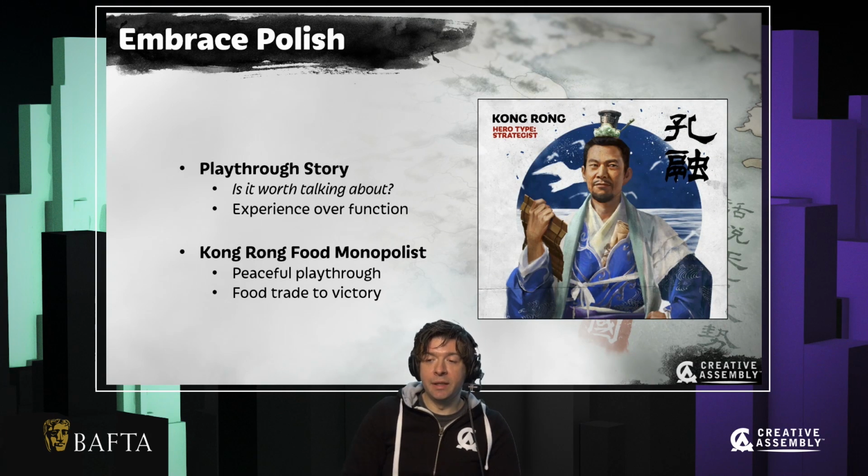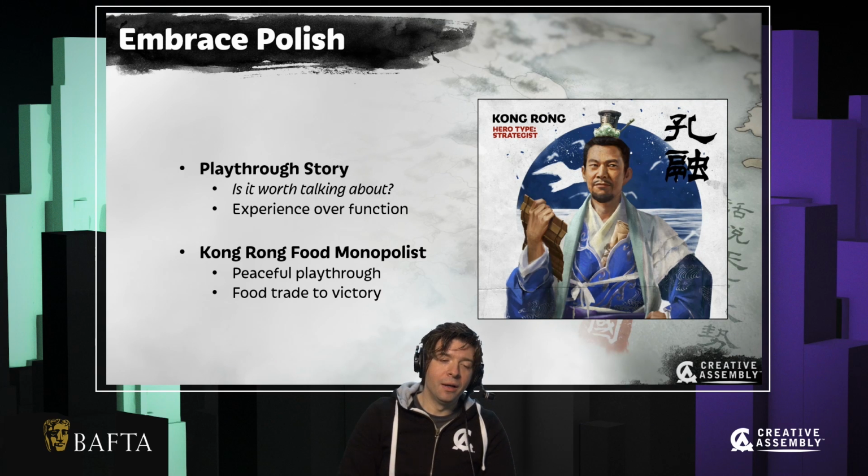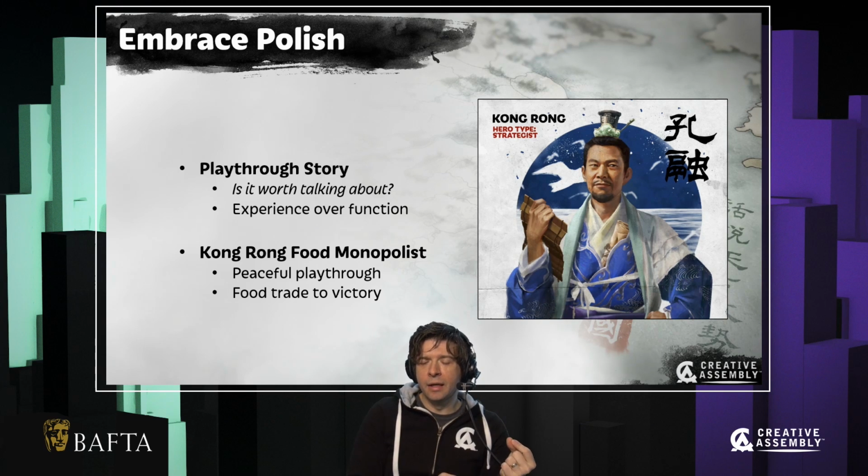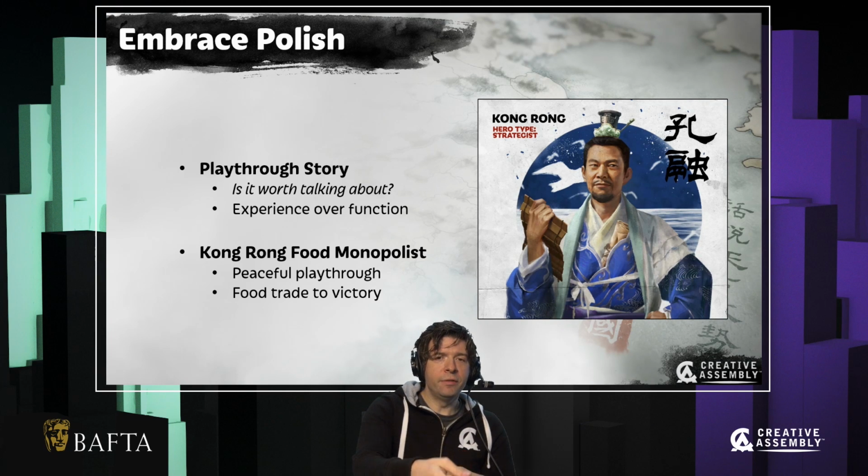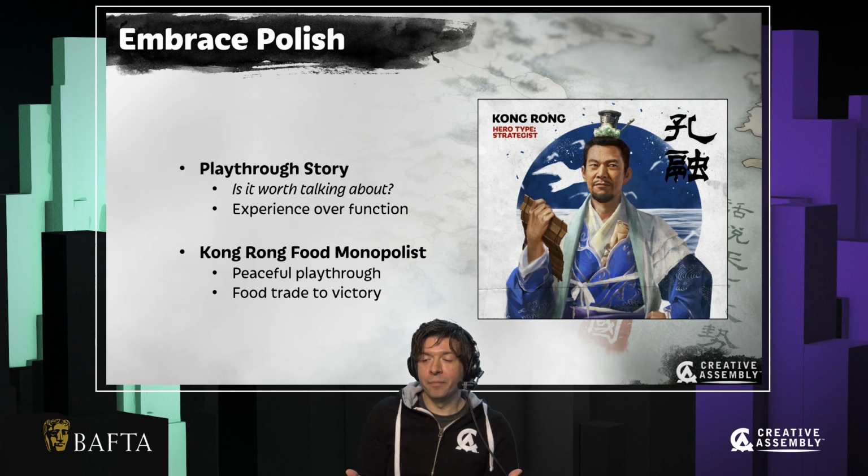A good example for this is the infamous Kong Rong Food Monopolist playthrough by one of our QA engineers who played as Kong Rong, and he tried to be a pacifist. Like, don't use military, or use it as little as possible. Instead, he focused on food trade, specifically trading food to other factions and receiving land in exchange, and trading their food producing regions for food, essentially building up a monopoly. And that's how he won the game. And that was an amazing story.